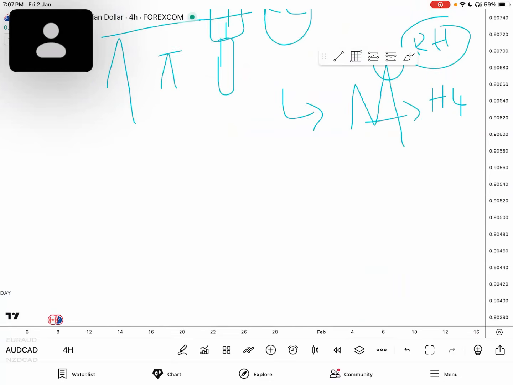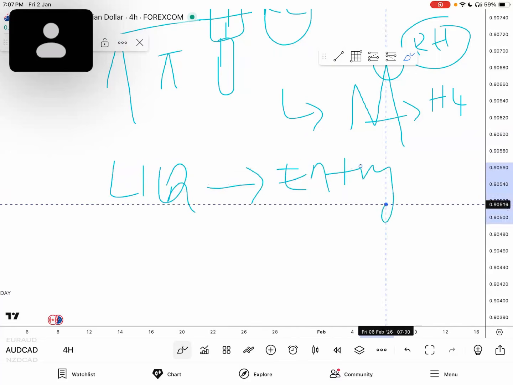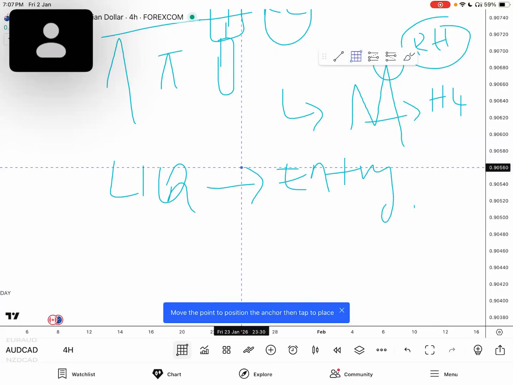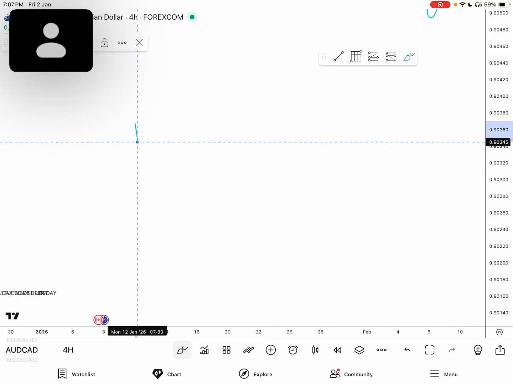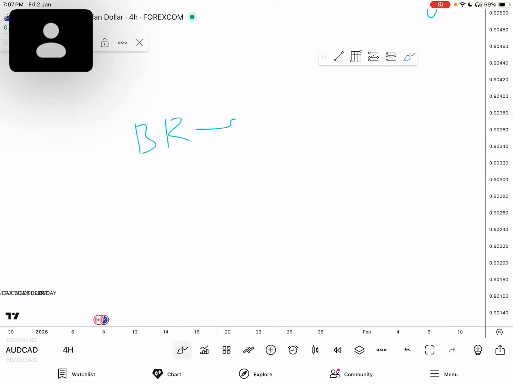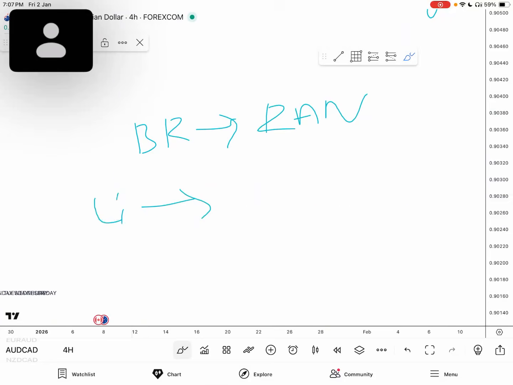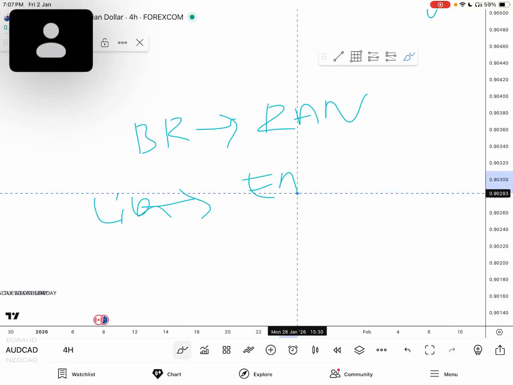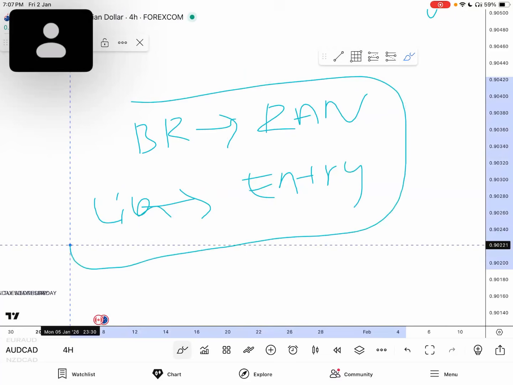So here are the next two rules. If there is a liquidity, there will be the entry. If there is no liquidity, there will be no entry. So we only have two rules here. The first rule is we need to wait for a breakout. If there is a breakout, the range will form. After the range forms, if there is a liquidity, then there will be the entry. Understand? This is the two important rules of the ranges.